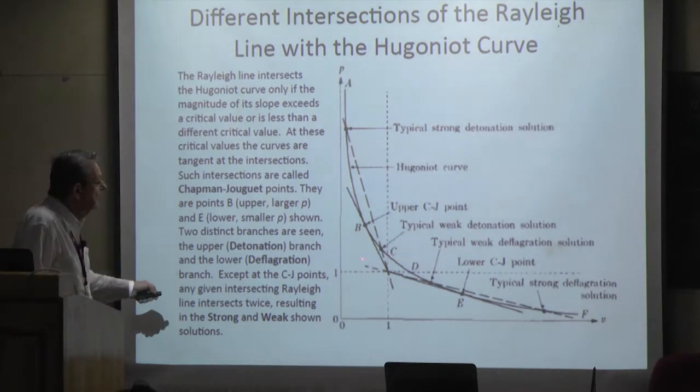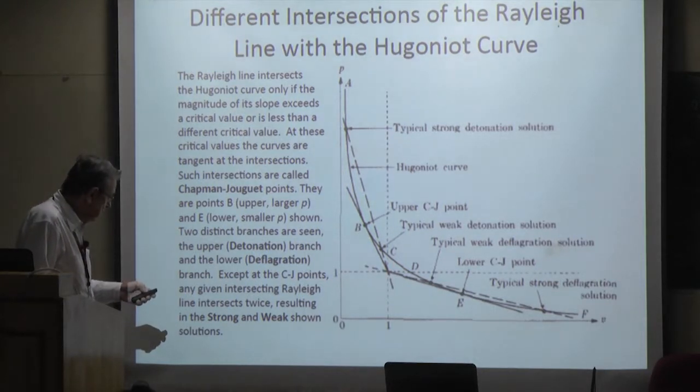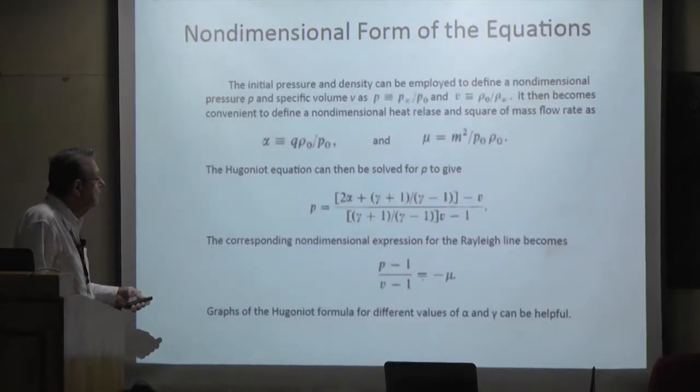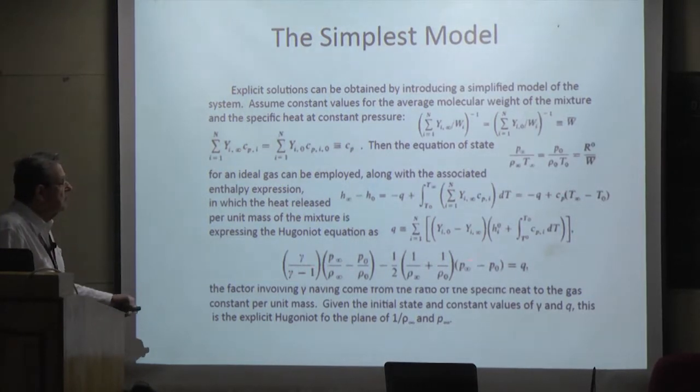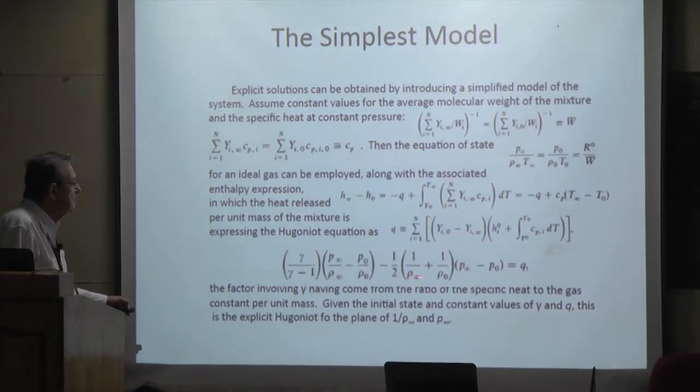The Hugoniot curve has this kind of shape because of the fact that when you have heat release, Cp over R is gamma over gamma minus 1, which is greater than 1. So for example, at a point where the final density is the same as the initial density, this equation is simply gamma over gamma minus 1 is equal to Q, okay?